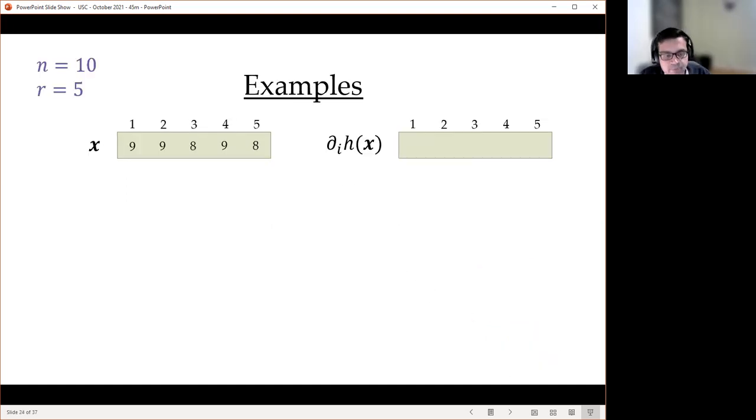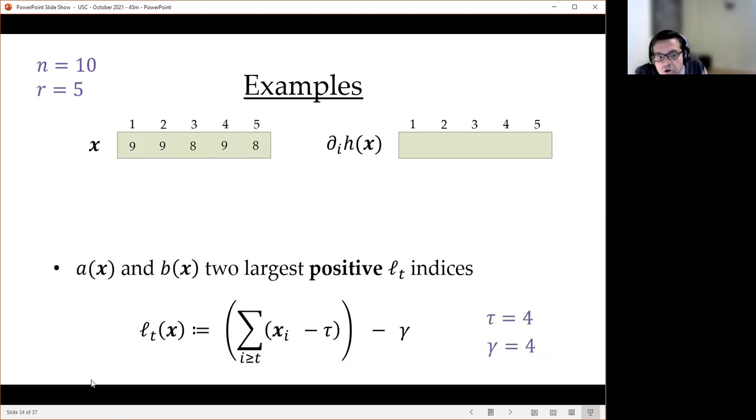So just to run an example, imagine r is equal to 5 and n is equal to 10. So each part has numbers. Every coordinate of x takes a number between 0 and 10. And I have a point x, and I want to figure out what the marginals are. So let's suppose these are the functions, and tau I have just chosen to be 4 and gamma equal to 4. I'll not do the calculations, but if you sit and do it, you will see that the LTXs look like this.